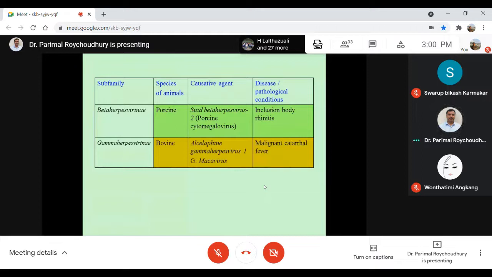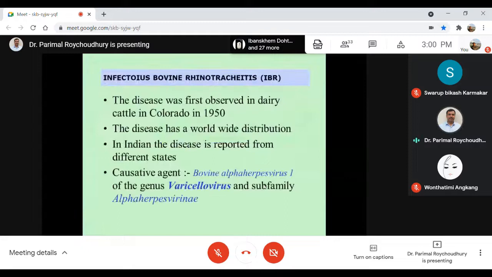So that's why we call them slowly progressive kind of disease, the herpes virus is produced. But once the mature virus particles are produced in the cells, then we can see explosive disease conditions. Now coming to the first infection, infectious bovine rhinotracheitis, also called IBR infection. And this IBR infection is a common disease in cattle.